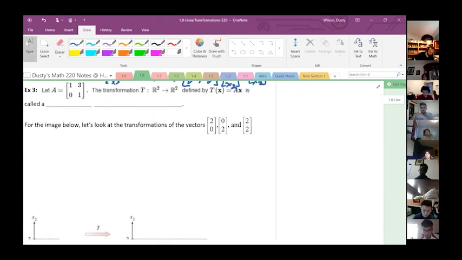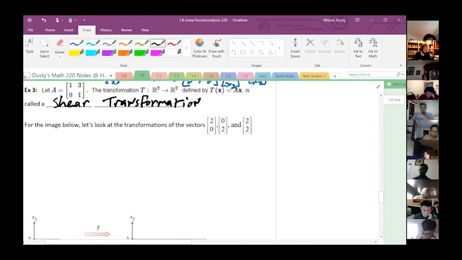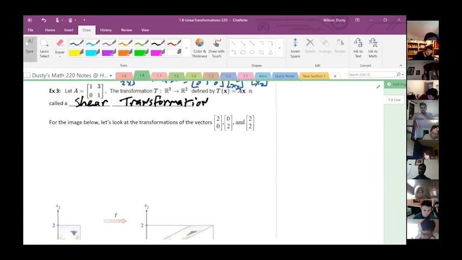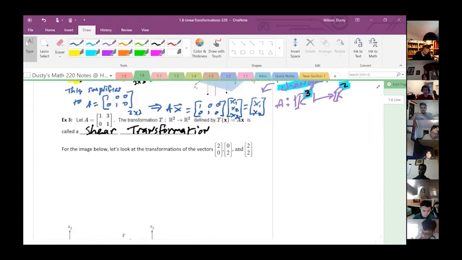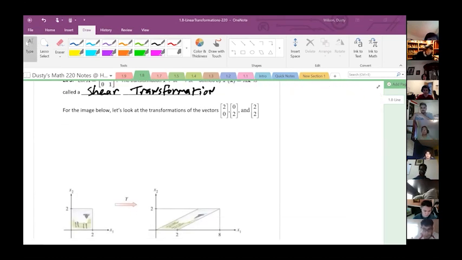Example 3. So let A equal 1, 3, 0, 1. The transformation in this case from R2 to R2, defined by T of X equal to AX, is called a shear transformation. And there's a picture below that I think can be helpful. So notice that you have a square that's being morphed into, I don't know, a parallelogram of some sort.